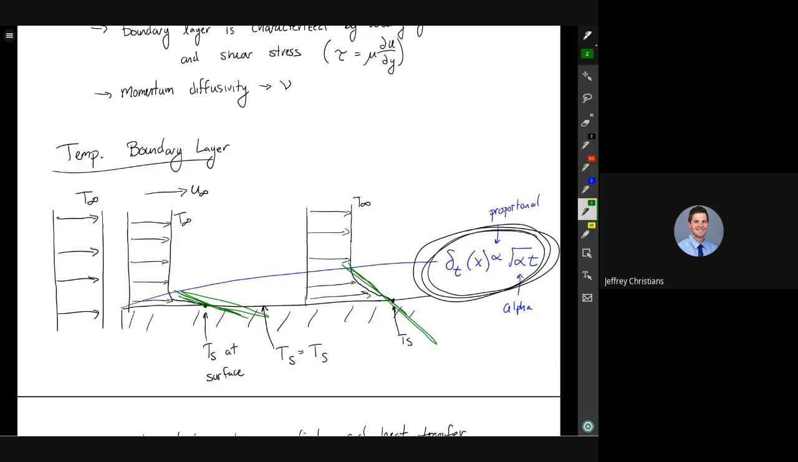So convection is going to be really good at the left side when we have a thin thermal boundary layer, and it's going to be relatively worse further along the plate when we have a thicker boundary layer, because we have less of a temperature gradient at the surface, right? The slope is less.